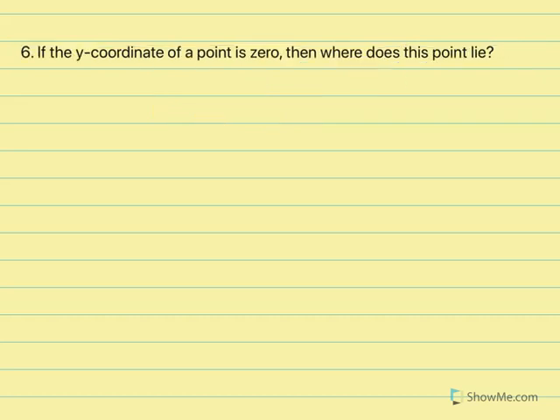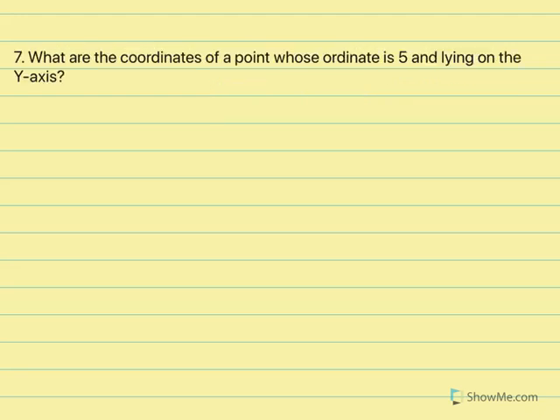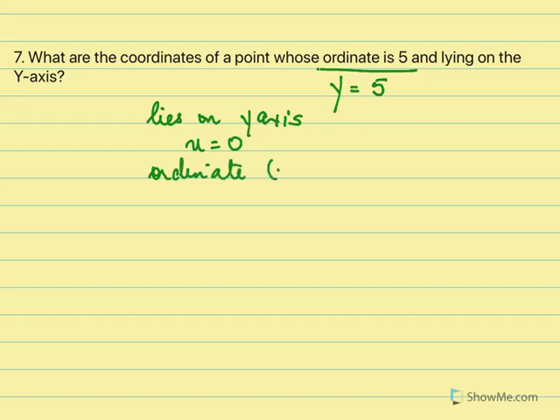If the y coordinate of a point is 0, meaning y equals 0, then where does the point lie? It lies on the x-axis. What are the coordinates of a point whose ordinate is 5? What is the ordinate? The y coordinate is 5, lying on the y-axis. Now it lies on the y-axis, which means x equals 0. They said the ordinate is 5. So the ordinate is the y coordinate and this is 5. So the point will be (0, 5).